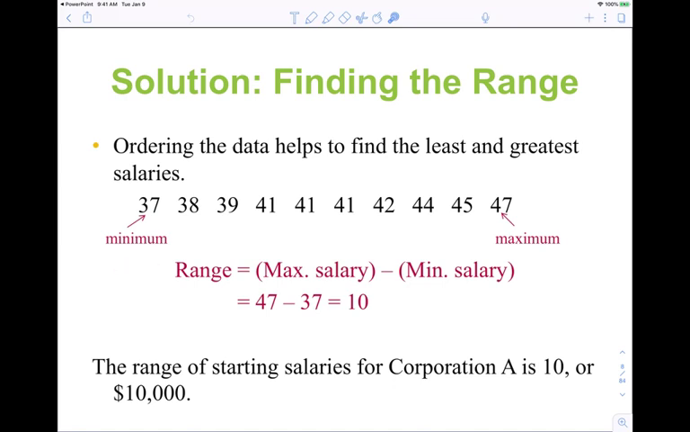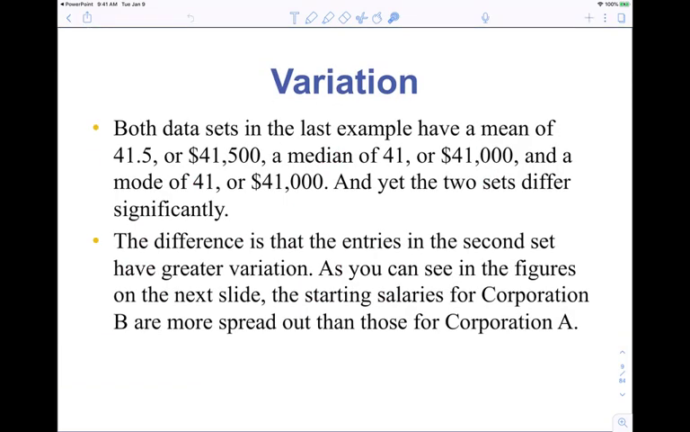10,000. Okay. So both data sets in the last example have an average of 41.5 or 41,500, a median of 41,000, and a mode of 41,000. And yet these two sets differ significantly. The difference is that the entries in the second set have a greater variation, as we can see in the figures on the next slide. The starting salaries for Corporation B are more spread out than those of Corporation A.